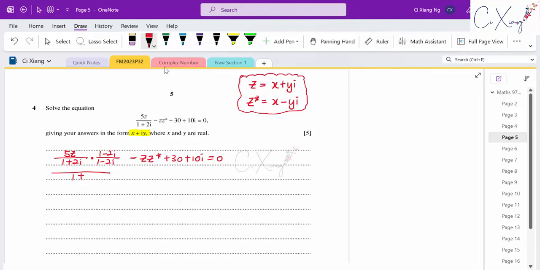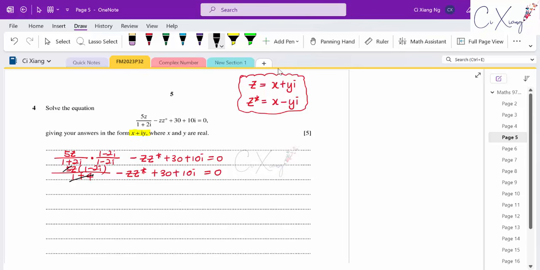Negative 4i squared will become plus 4 because i squared is negative 1. Then for the number on top, I just copy it out. I don't want to expand it yet. Then minus z conjugate plus 30 plus 10i equals 0. From here, if you observe the first term, the 5 on top can simplify with the 1 plus 4 at the denominator. Now if you observe the equation, I already have z and z conjugate.